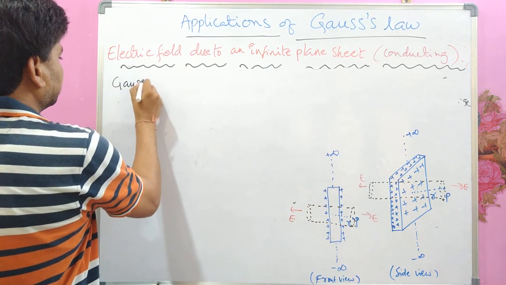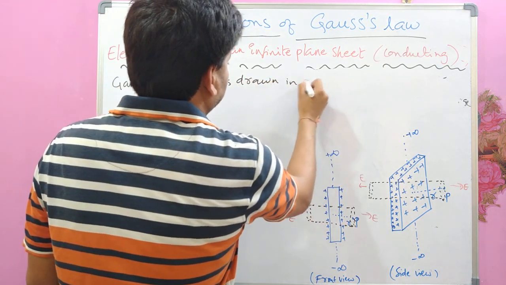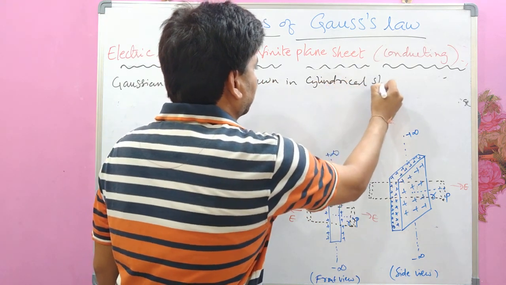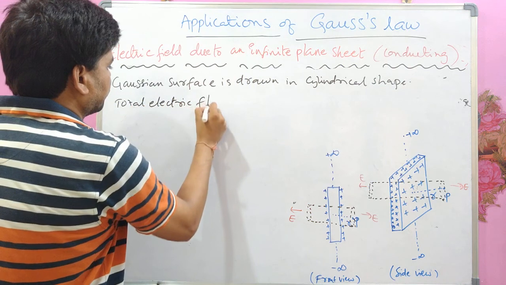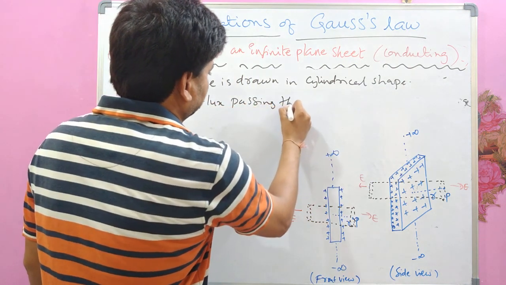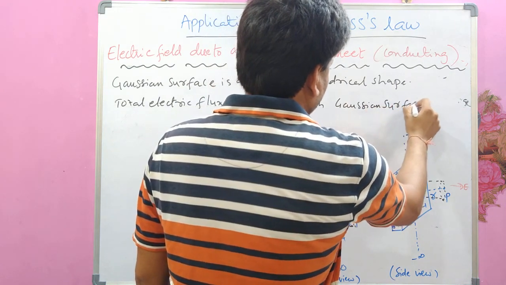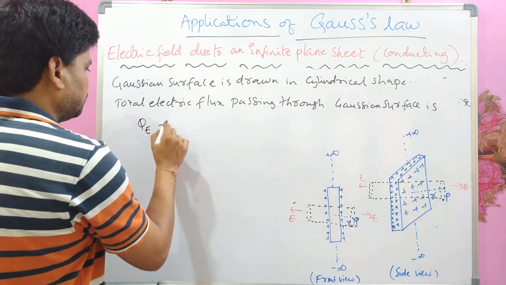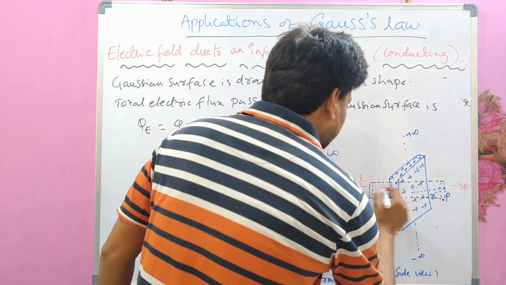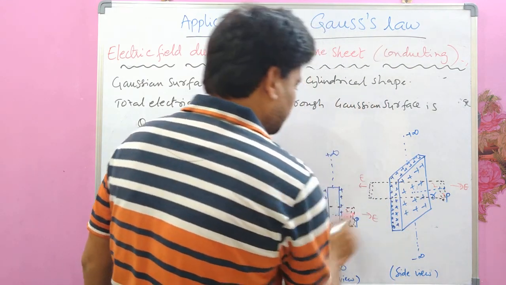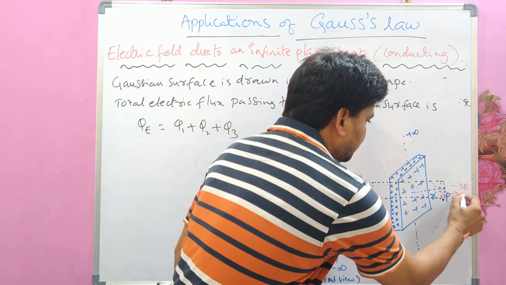So the Gaussian surface is drawn in cylindrical shape. And the total electric flux passing through the Gaussian surface is phi E equal to, similar to the previous one, phi 1 plus phi 2 plus phi 3. Where are 1, 2, 3? You can see this is my 1, this is my 2, this is my 3. Here it is 1, 2, 3. Both are the same. And here it is dA. Here it is dA. Here it is dS.